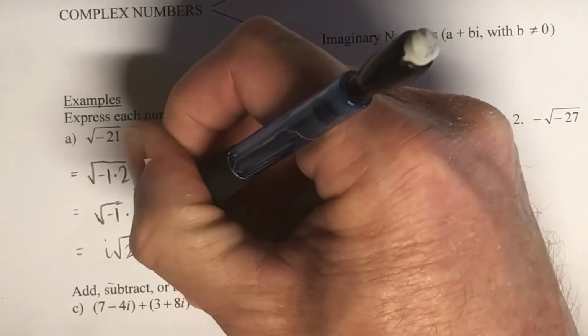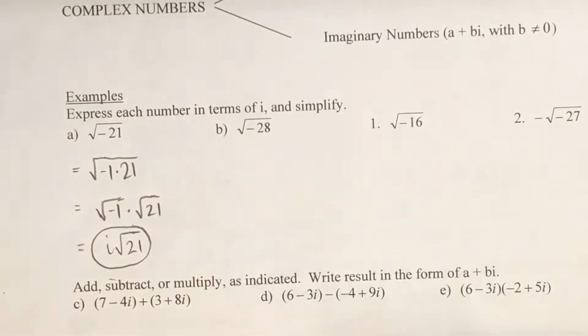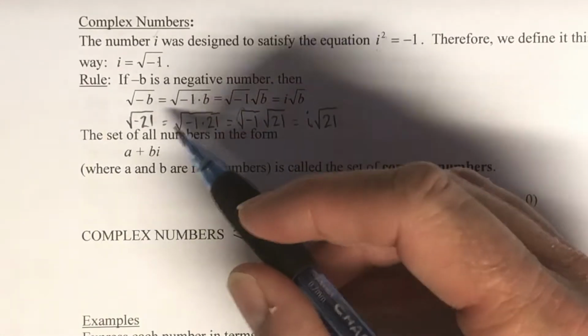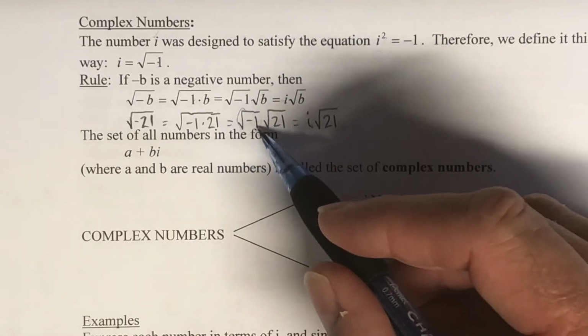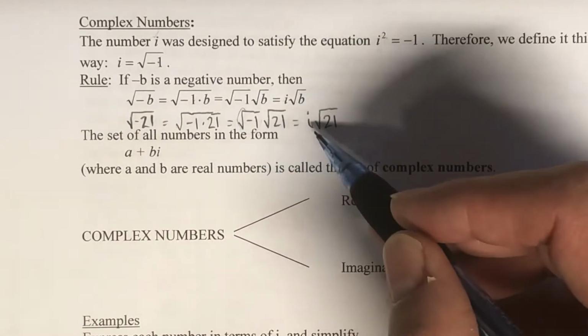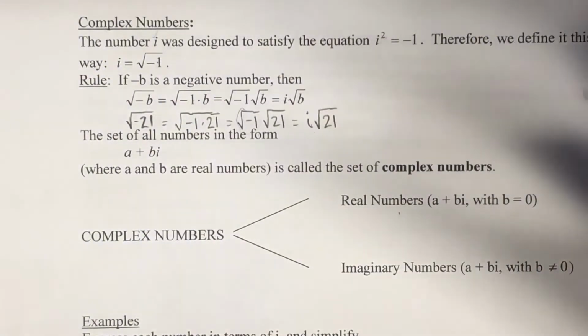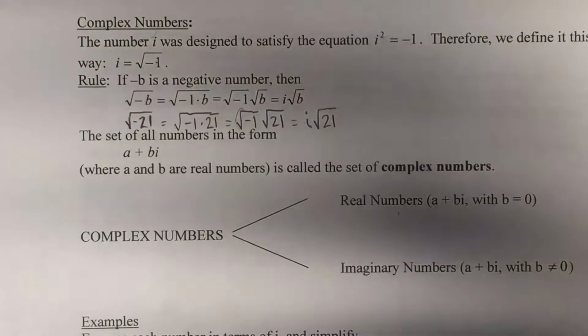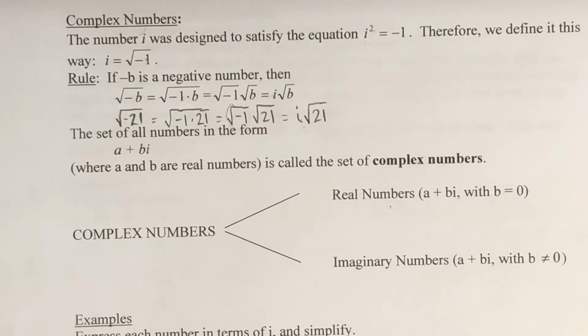So again, we expressed it in terms of I. That's what it means to express it in terms of I. It means to factor out the -1, split up the radicals, and then that first radical, because it's square root of -1, becomes the I, and you've expressed the answer in terms of I, meaning that you've expressed the answer with I in the answer.